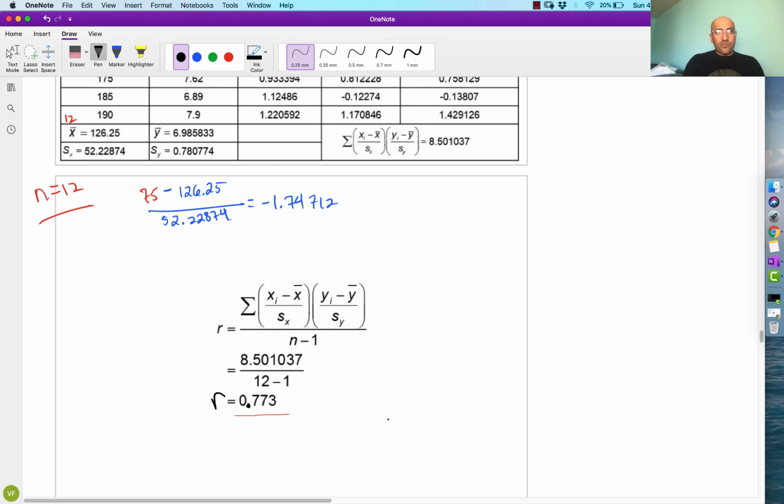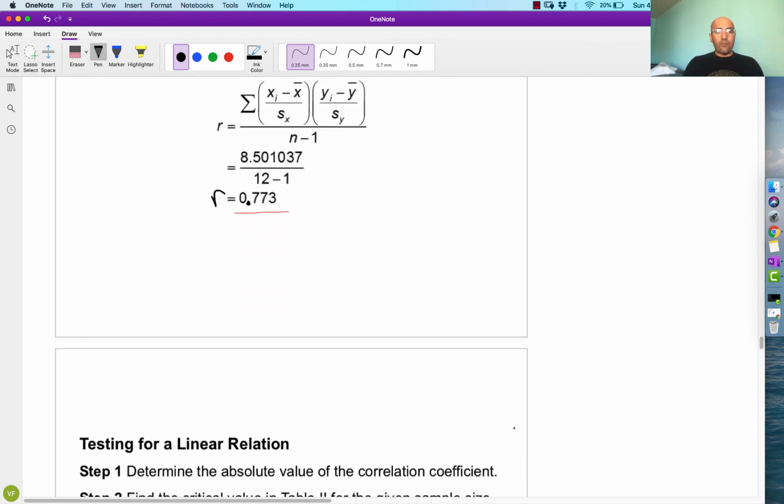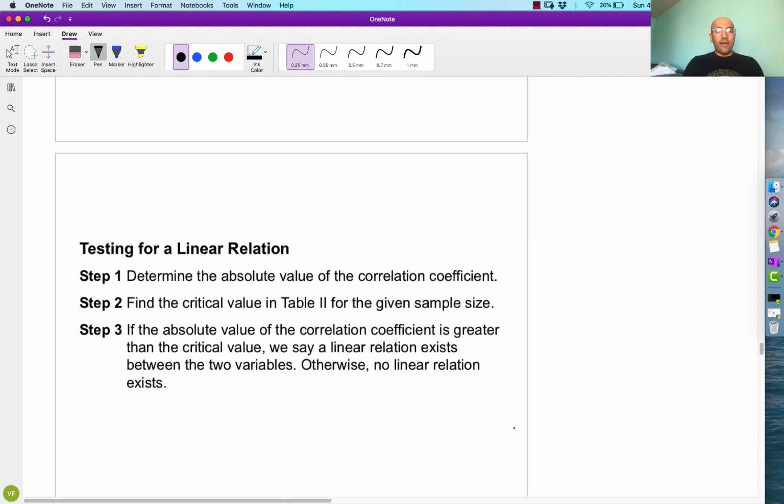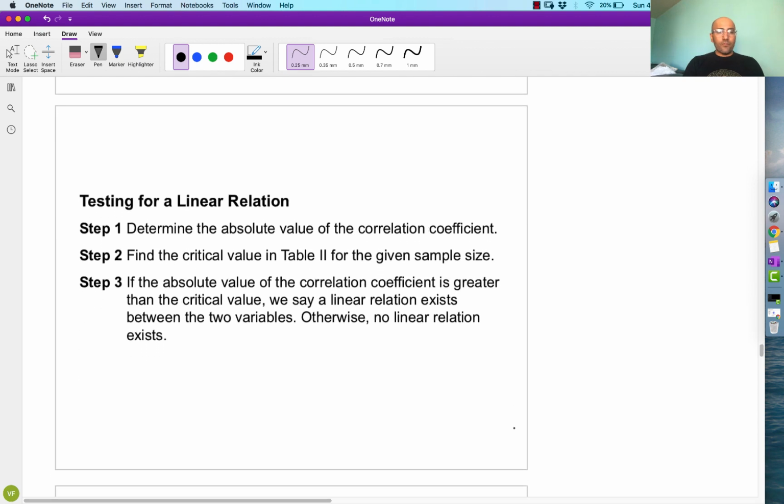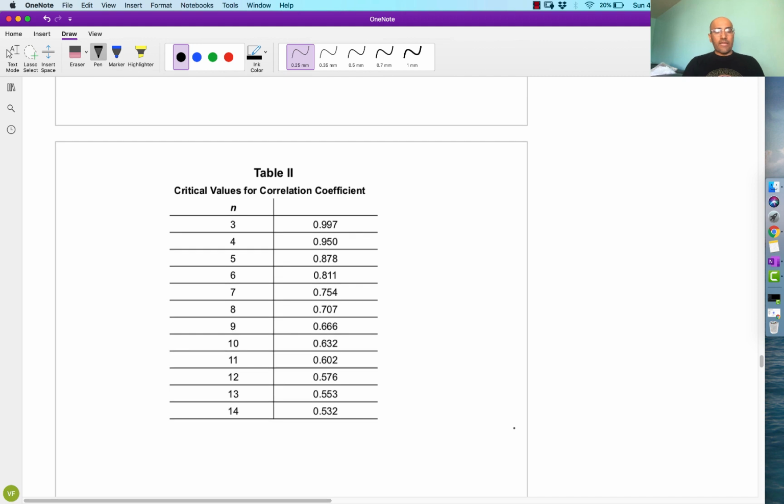Like, should I just conclude, yes it's positive or no it's not, can I conclude that there is enough statistical evidence? Where's the cutoff point, right? At what point do I decide if it's good enough? Well, that's what this table is about. The critical values for correlation coefficients.